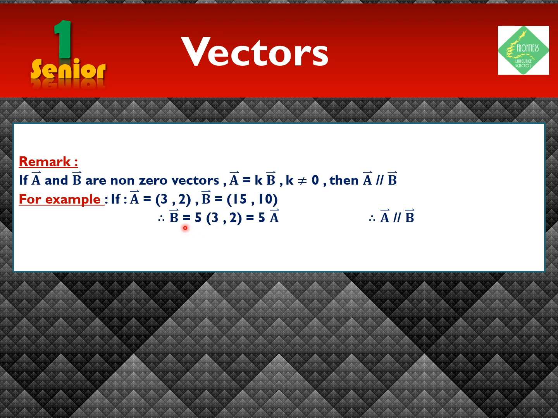As you see, vector B will equal... If you take 5 as a common factor, 15 divided by 5 you will get 3, and 10 divided by 5 you will get 2. So vector B can be expressed as 5 multiplying (3, 2). And from that I see (3, 2) is vector A. So I can write B equals 5 vector A. So directly, yes, vector B will be parallel to vector A. Why? Because vector B equals 5, a constant number, multiplying vector A.